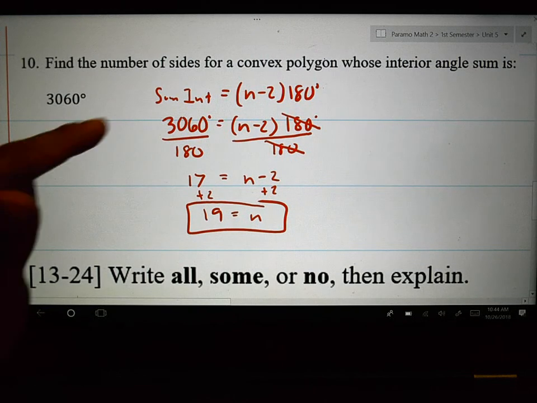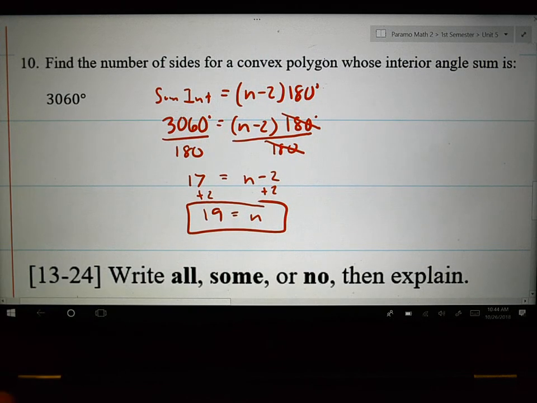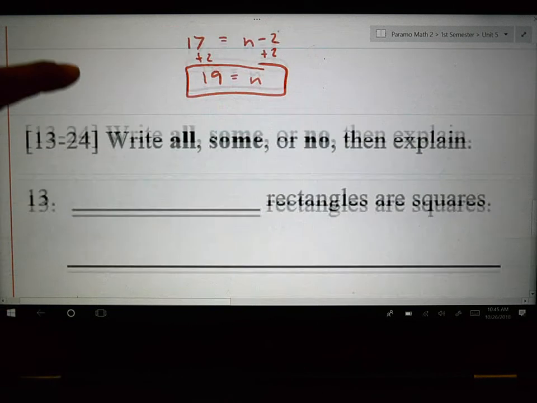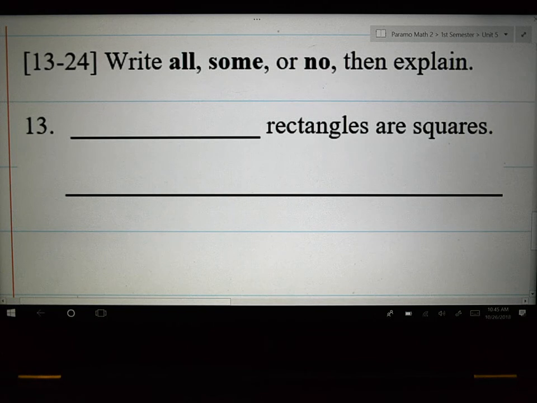Just because I use this formula doesn't mean you're going to use this every single time. Don't forget, the formulas are in 5.1. If you need a formula, pull it out. Last example I have for you is number 13. Everything else you're going to be using your notes to answer.